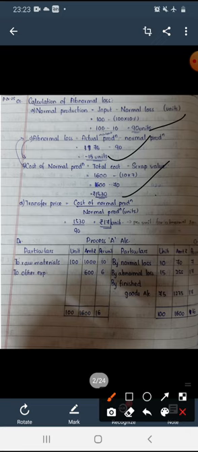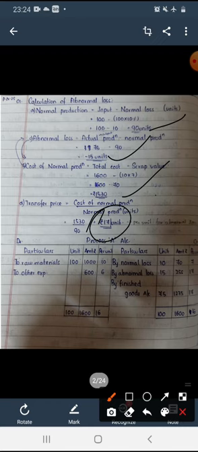Next is the transfer price. Transfer price equals cost of normal production divided by normal production in units. The cost is 1530 and the normal production is 90 units, which means rupees 17 per unit. Remember, we use this transfer price as the per unit rate for the abnormal loss. Next, we need to prepare the process account.